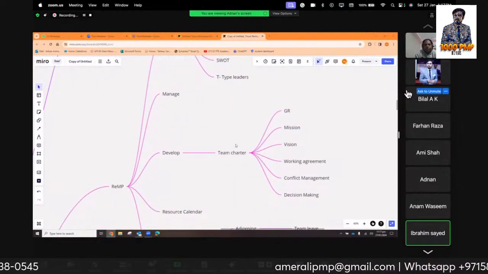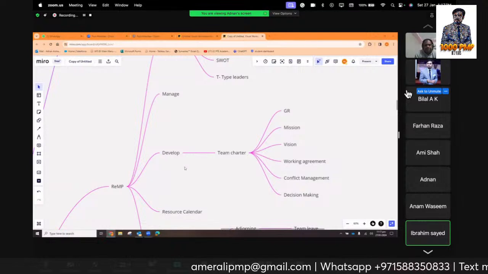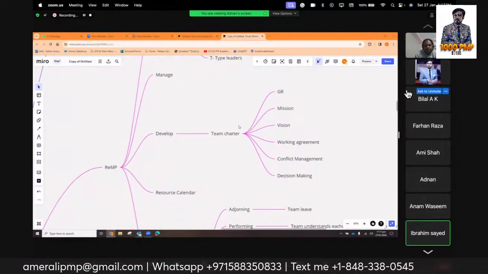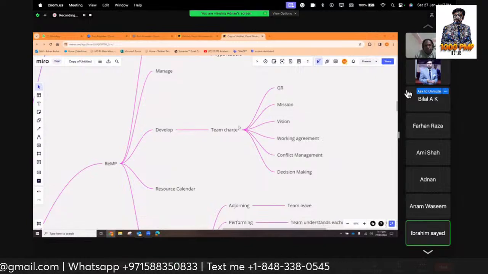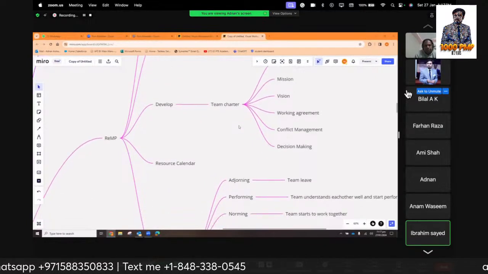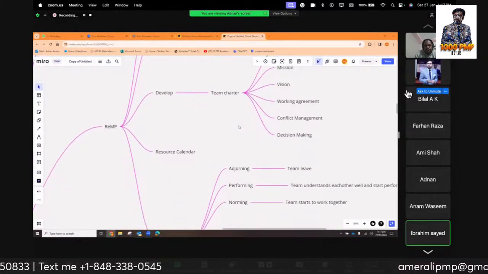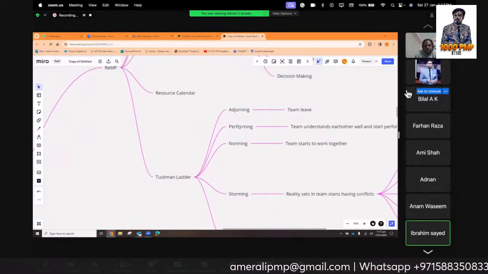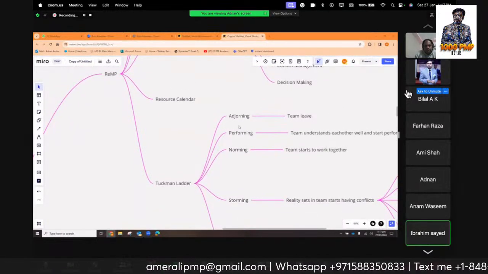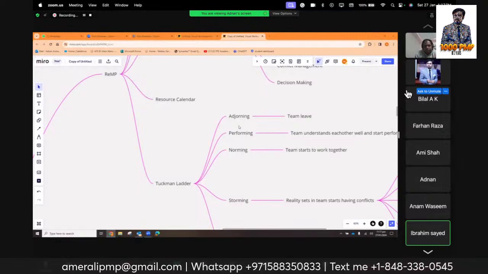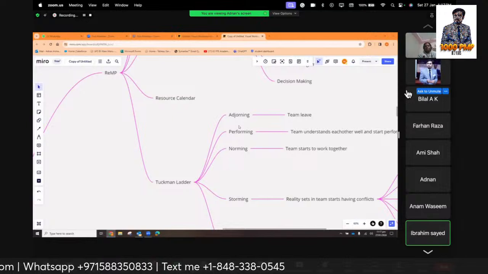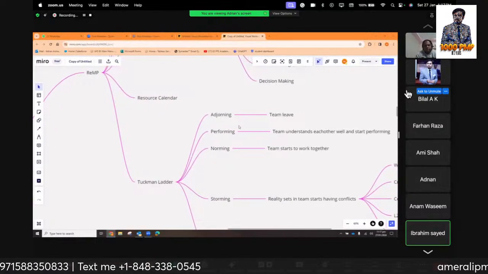In developing resources, we have the team charter, which covers the ground rules, guidelines for communication, vision, working agreements, and conflict resolution techniques. Resource management and the resource calendar are also part of that. And in decision making, we have voting, multi-criteria, majority, and plurality decision methods.